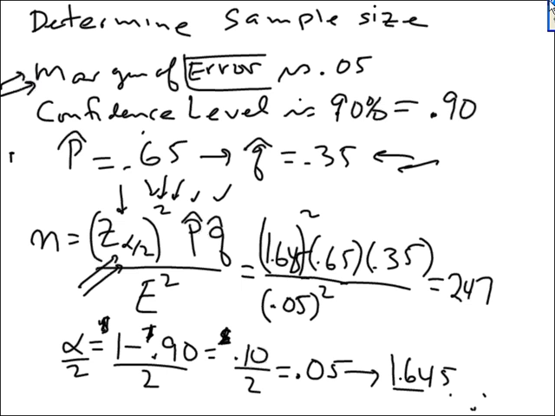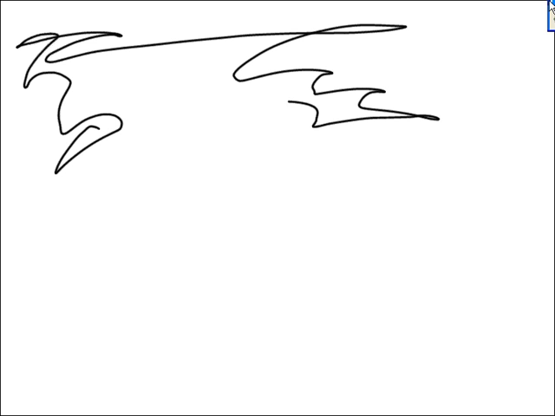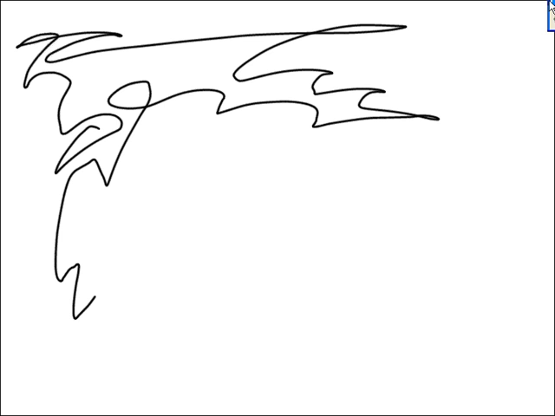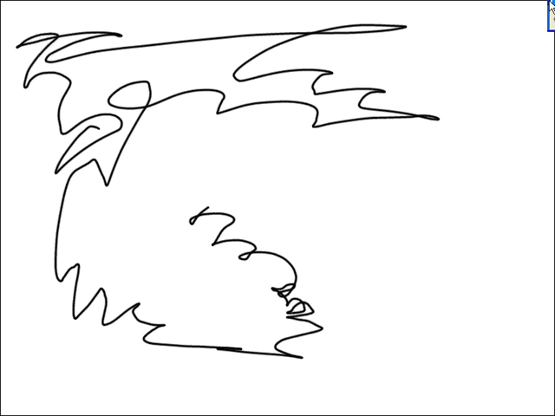If the margin of error is 5% and p hat is 0.65, and you want a 90% interval, you better use at least 247 people. Your sample size better be 247. They don't need to be people. They can be light bulbs. They can be voters, kindergarten students, statistics students.